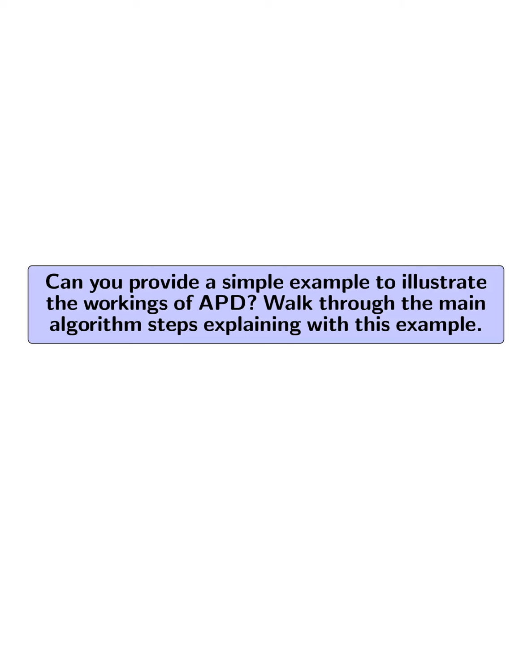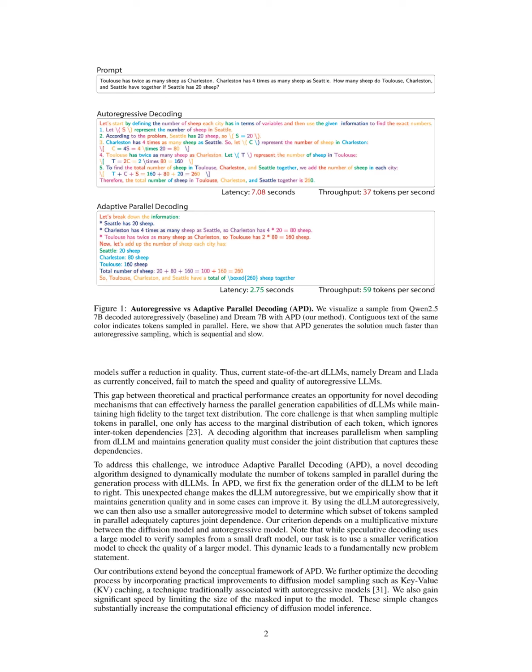Can you provide a simple example to illustrate the workings of APD? Walk through the main algorithm steps, explaining with this example. To illustrate the workings of adaptive parallel decoding, APD, consider a scenario where we want to generate a sequence of tokens for a sentence using a diffusion language model, DLLM, like Dream7b.